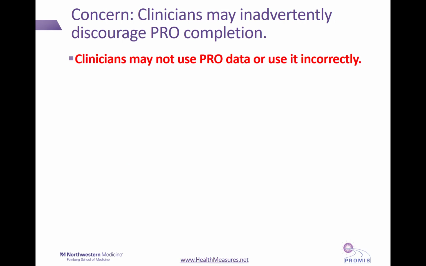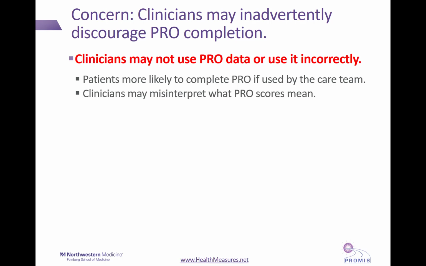Another common concern with integrating patient-reported outcomes into the clinical workflow is that clinicians may not use the patient-reported outcome data or use it incorrectly. This has downstream effects in terms of data quality because we know that patients are more likely to complete PROs if they're used by the care team. Clinicians may inadvertently misinterpret what a PRO score means, making completion difficult or less than useful. We find that some of these concerns can be mitigated by providing interpretation aids.